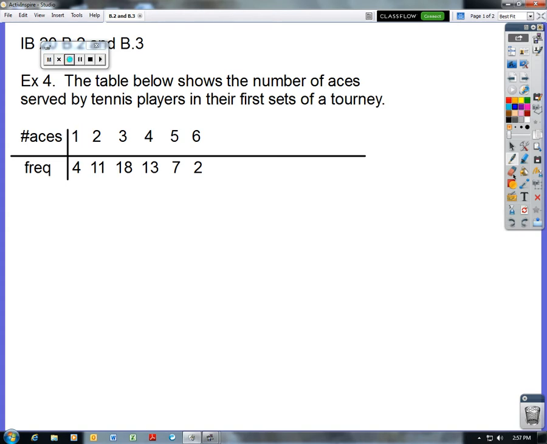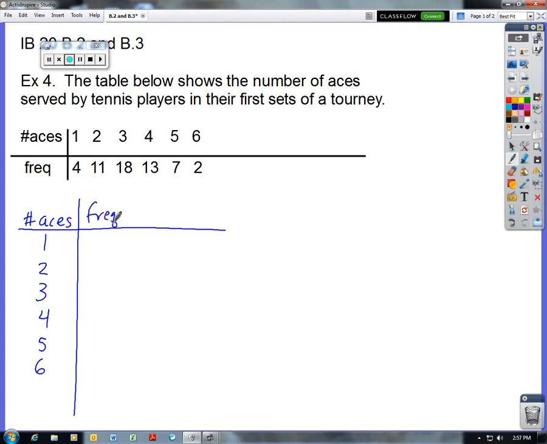The table below shows the number of aces served by tennis players in their first sets of a tournament. And so here's the data. This is the way that the data was given in the problem, and it's not a very convenient way of organizing data to actually do calculations. So what I'm going to do now is make my own table. Number of aces, formatted vertically: 1, 2, 3, 4, 5, 6, and then the frequency 4, 11, 18, 13, 7, and 2.